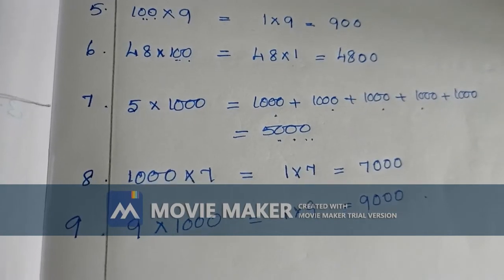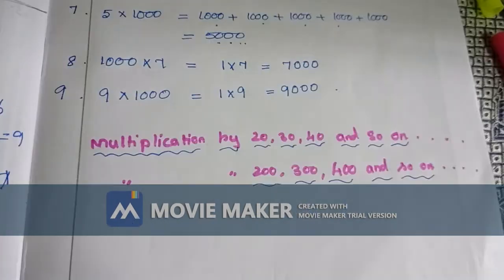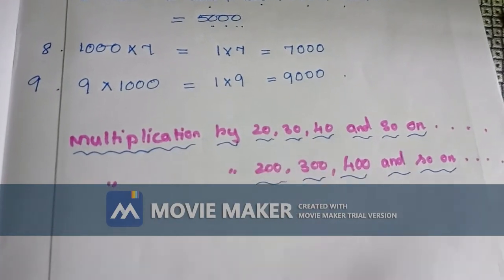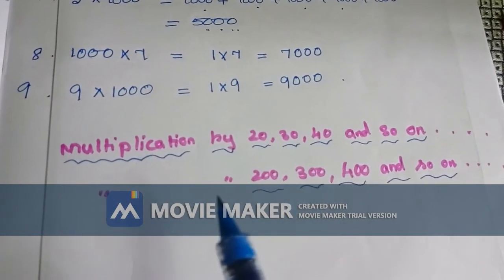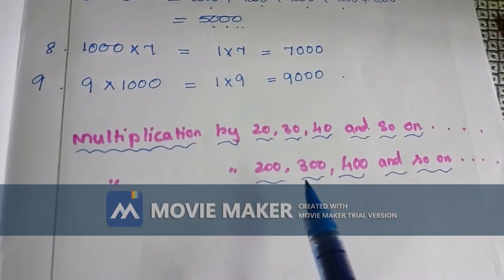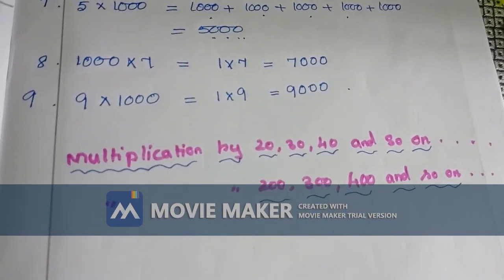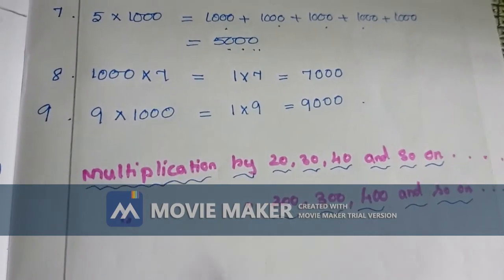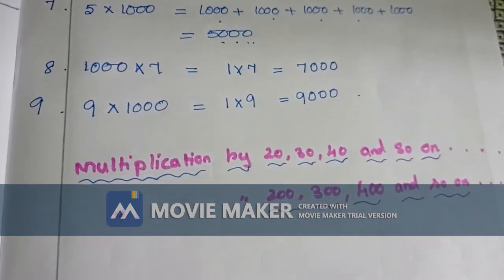Okay, children. Next we are going to see multiplication by 20, 30, 40 and so on, and also multiplication by 200, 300 and 400 and so on. Okay, so first we are going to see the multiplication by 20, 30 and 40 and so on.